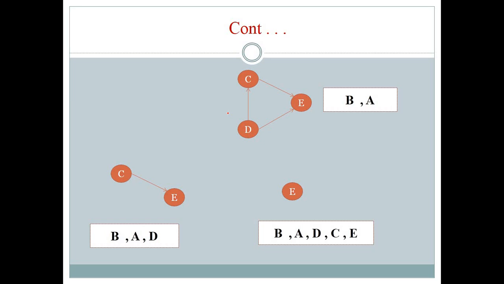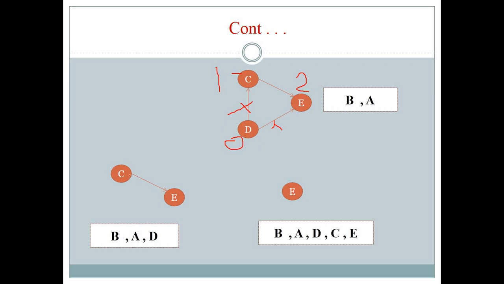In the next step we again find the in degrees of all the nodes. So for C in degree is 1, for D in degree is 0, and for E in degree is 2. So from this graph we delete the node that has in degree 0. So here D has in degree 0, so we will delete D, we will store it, and also delete the edges of D. So our remaining graph is C to E.